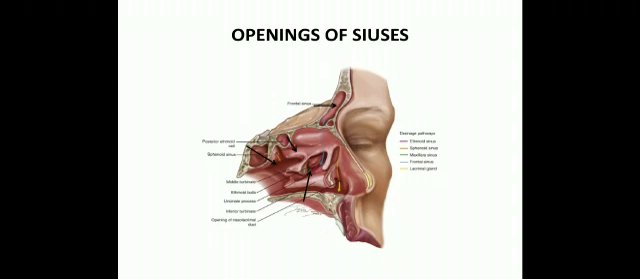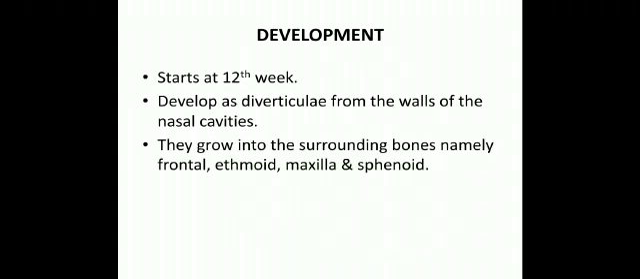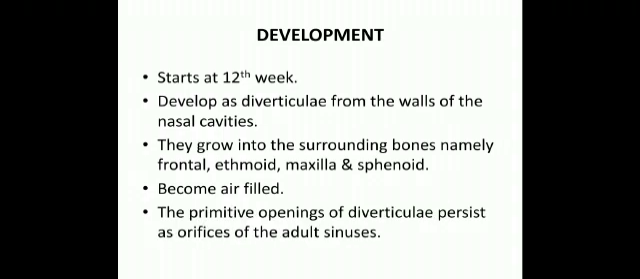The development of the sinuses starts at about 12th week and they develop as diverticulae from the walls of the nasal cavities. They grow into the surrounding bones, namely the frontal, ethmoid, maxilla and the sphenoid, and are named according to them, and become air filled. The primitive openings of the diverticulae persist as orifices of the adult sinuses.